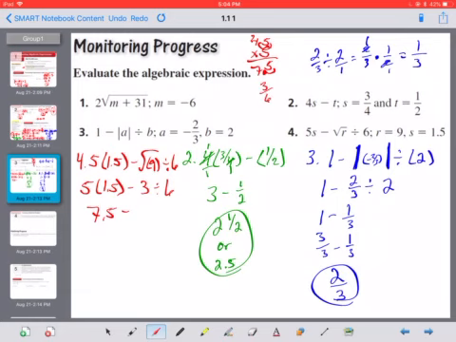3 divided by 6. Well, as a fraction division, I see that 3 goes into both. 3 goes into 3 once. 3 goes into 6 twice. Becomes 1/2. 1/2 is the same thing as 0.5. 7.5 minus the 0.5. So you take the 0.5 away, leaves you with just 7.